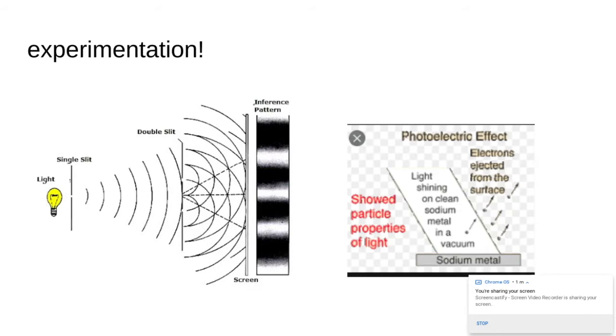However, in the other experiment seen here, when light was shown onto a metal surface, electrons were ejected, which should prove particle behavior. This really did not make sense to scientists, and they just kind of accepted that light could be a wave and a particle, and they didn't really know why.